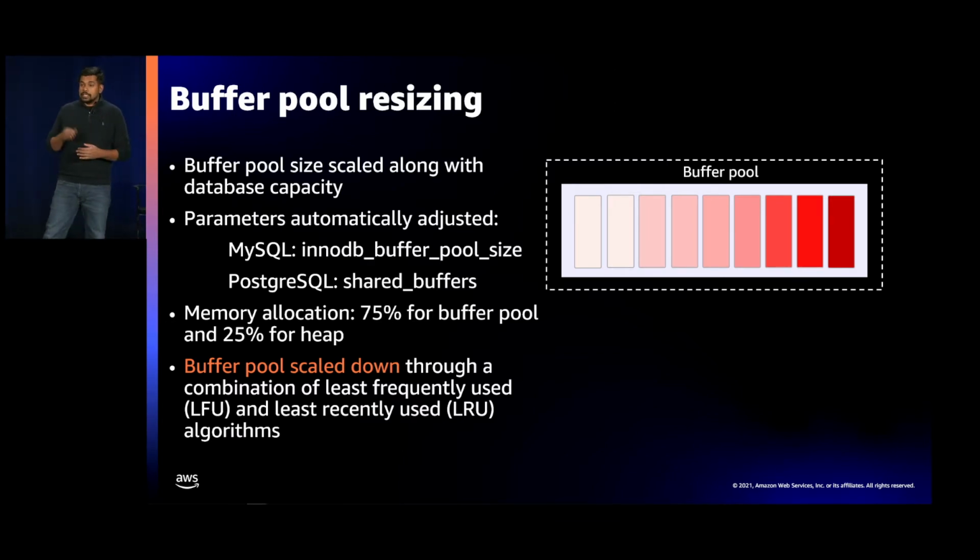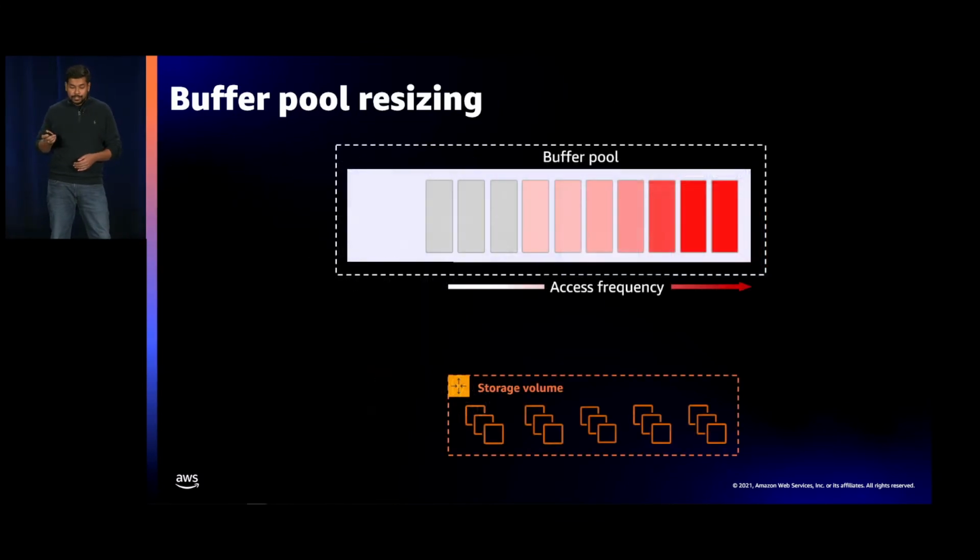When we scale down, as I was saying, we do it carefully, and we use a combination of least frequently used and least recently used algorithms. So I have a nice little animation, which I'm going to run through to show you how it all plays out. So as pages are read from the buffer pool, they become hotter. So these are hot pages. And these are less likely to be evicted from the buffer pool when we do need to scale down.